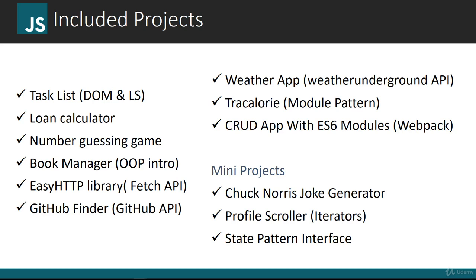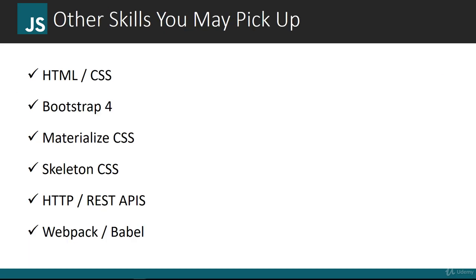And then along the way, we'll have some mini projects like a Chuck Norris joke generator to look at Ajax and how that works, and external APIs, a profile scroller to give you an example of how to use ES6 iterators, and then we'll build a little state pattern interface where we'll create a Bootstrap theme, and we can switch pages based on the state. All right, so these are some of the things that we'll learn throughout the course.